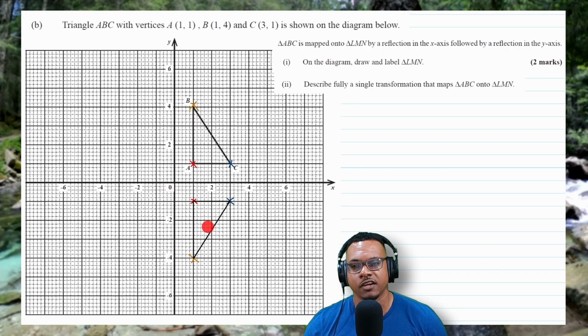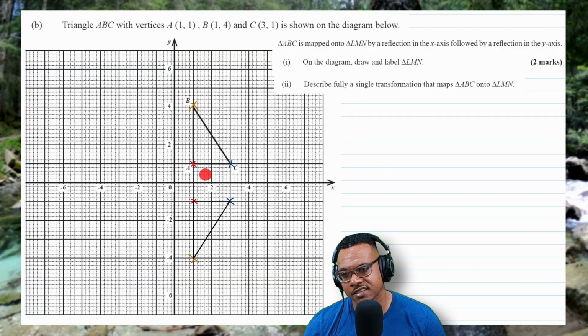But remember, we're not done here, because it's a reflection on the x-axis followed by a reflection in the y-axis. So this is the reflection on the x-axis. Now I must reflect this in the y-axis, and we're doing the same thing. So this point in red here is 1 block away from the y-axis, so 1 block away like this. Of course, the line connecting the image and the object must be 90 degrees to the mirror line.